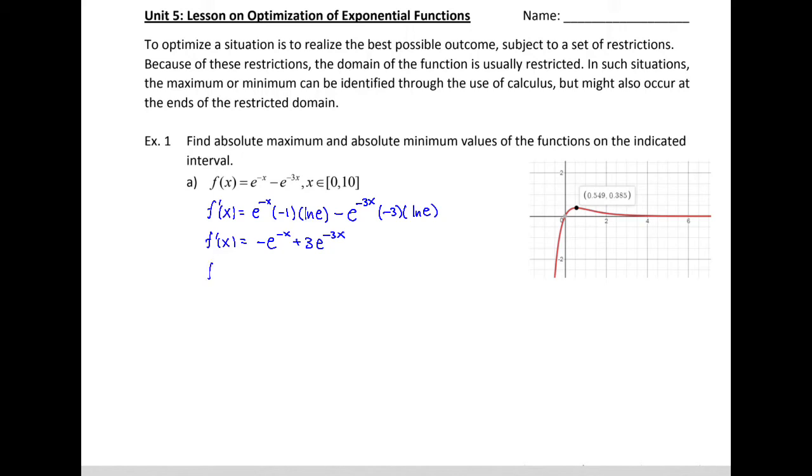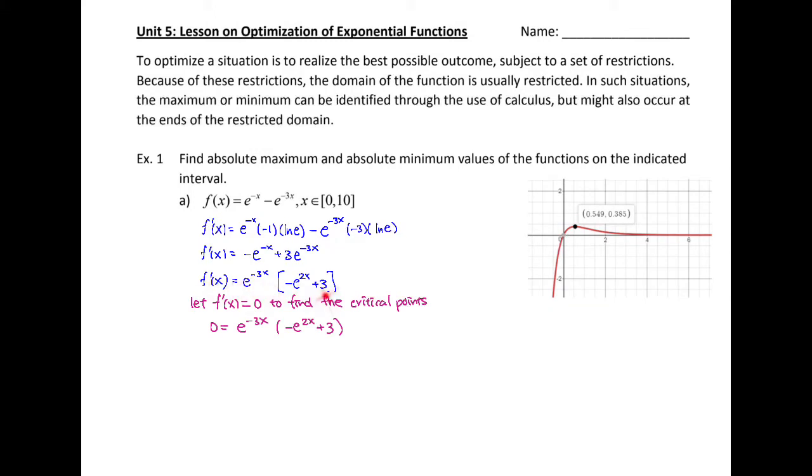And next, we have to common factor it. So they have e to the power negative x, they have e to the power negative 3x. They have the same base, but since negative 3x is smaller, we're going to factor out e to the power negative 3x. And you're going to have negative e to the power 2x plus 3.